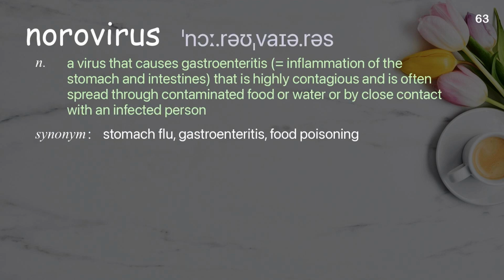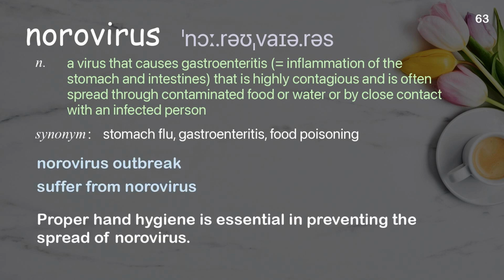Norovirus. A virus that causes gastroenteritis, which is inflammation of the stomach and intestines, that is highly contagious and is often spread through contaminated food or water or by close contact with an infected person. Examples: norovirus outbreak, suffer from norovirus. Proper hand hygiene is essential in preventing the spread of norovirus.